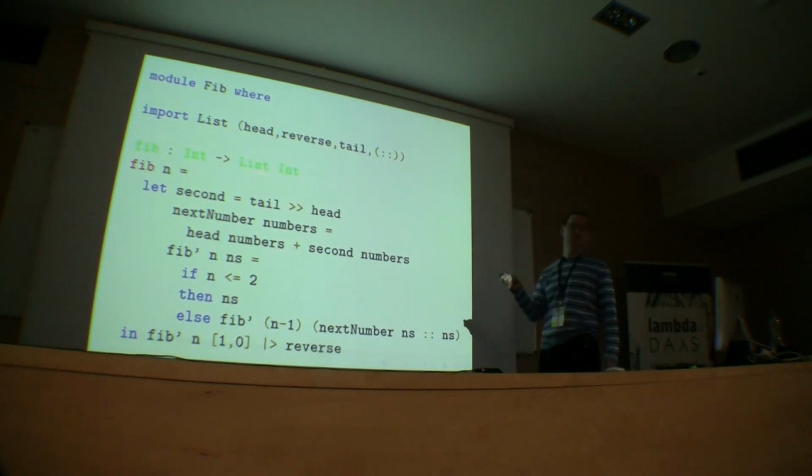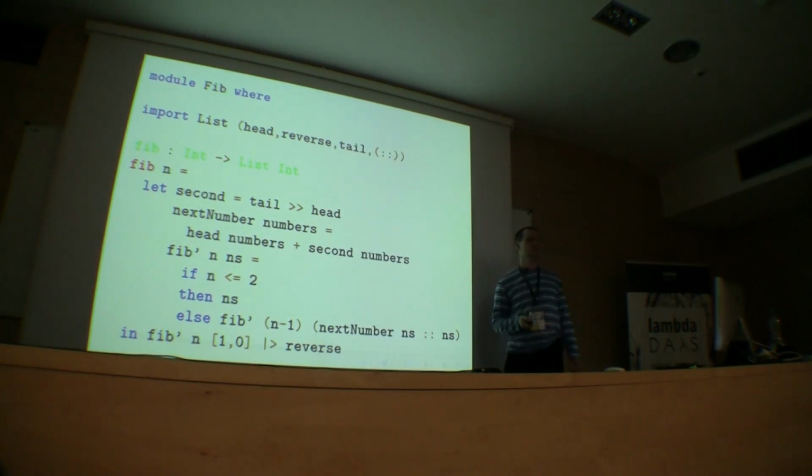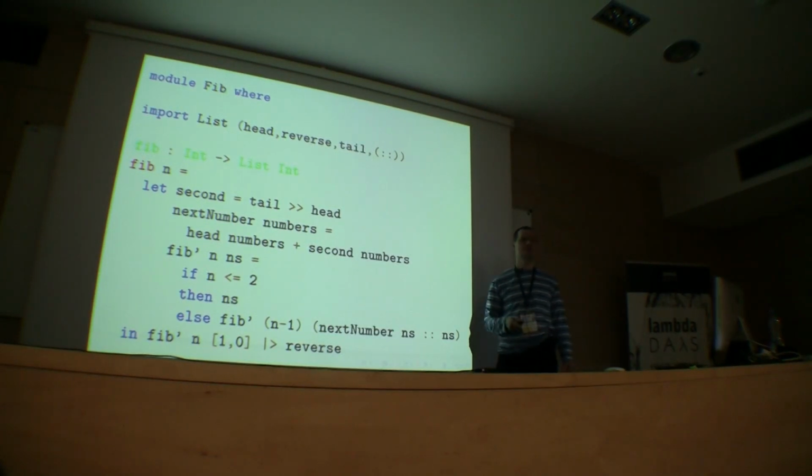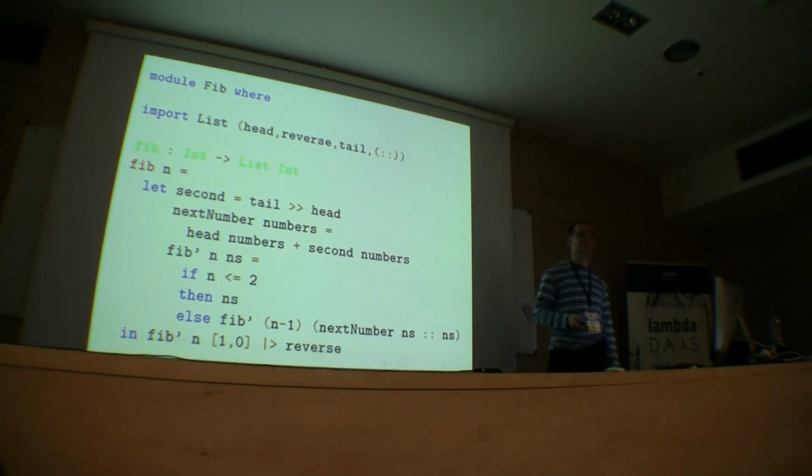It begins with a signature that is also optional, but I will be including signatures. And this signature tells us that the function is called fib, that it takes an integer number and it returns a list of integers. And then we have the function body, which consists of a let expression, which lets us define local values or functions. In this case, I'm defining three local functions. The first one, called second, is a composition of the tail and head functions. The operator in between is one of the function composition operators, where in this case tail is executed first.